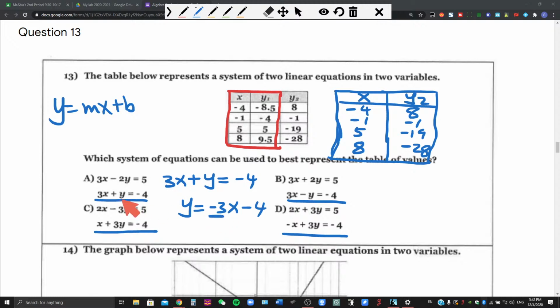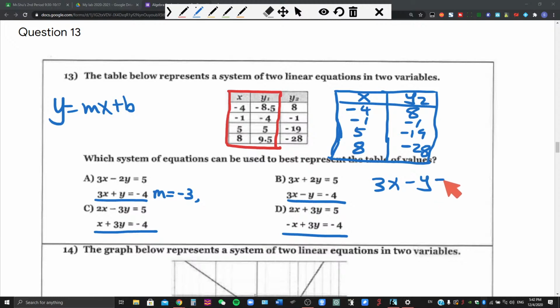All right. For option A, it's saying the blue m is negative 3. And then let's do this one. 3x subtract y equals negative 4. Now this time I'm going to move the y to the other side. That's because we want to have y equals something, right? We don't want a negative y. So I move this to the other side. It will become positive y, right?